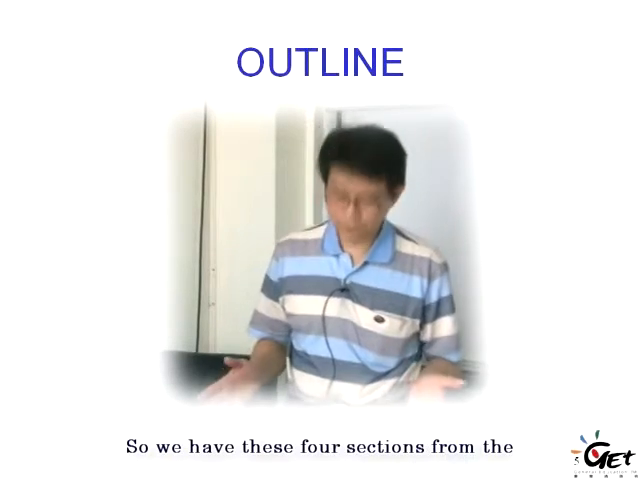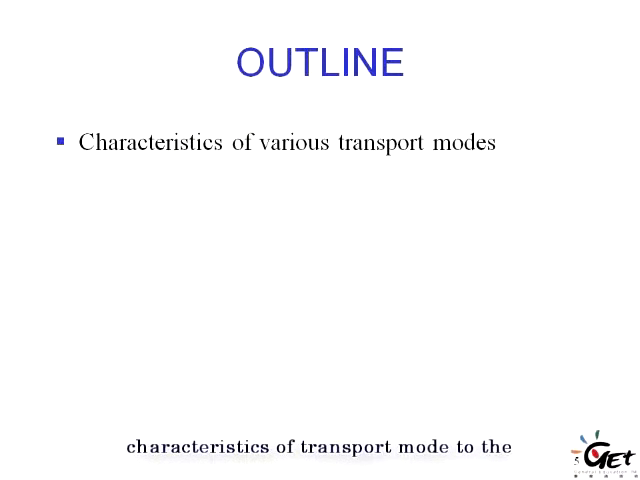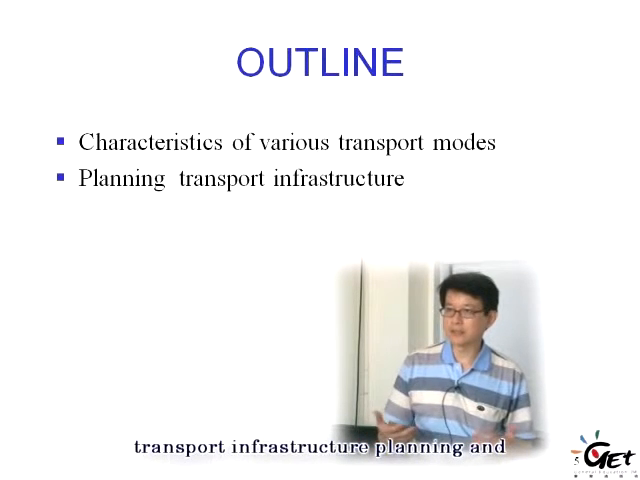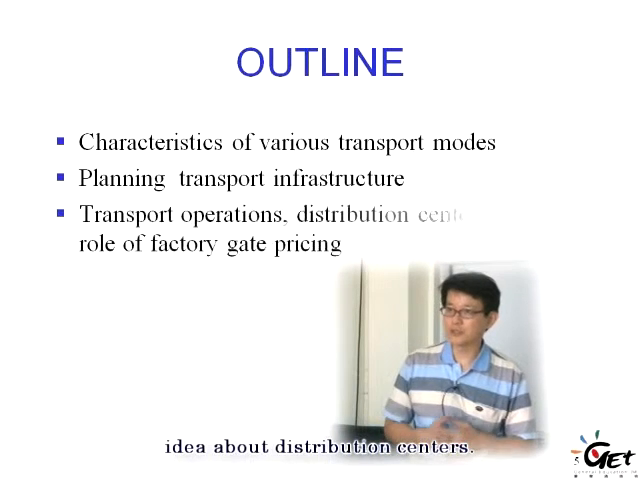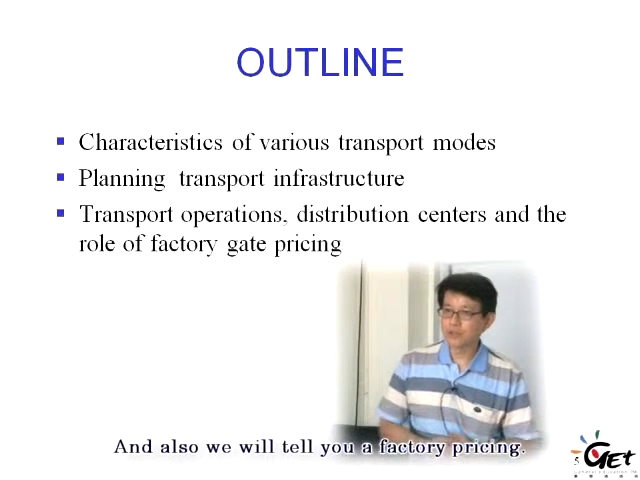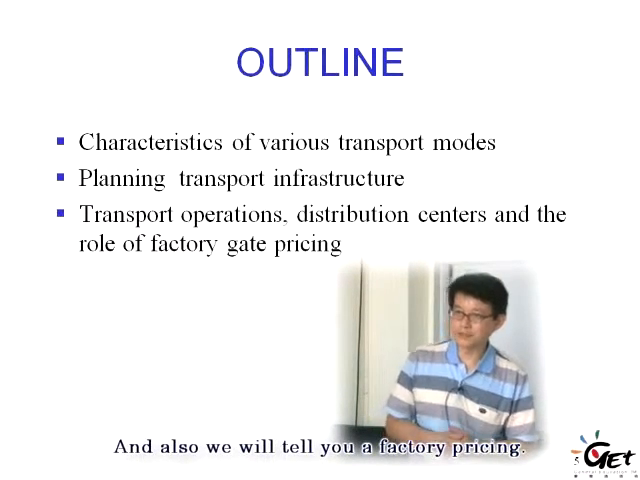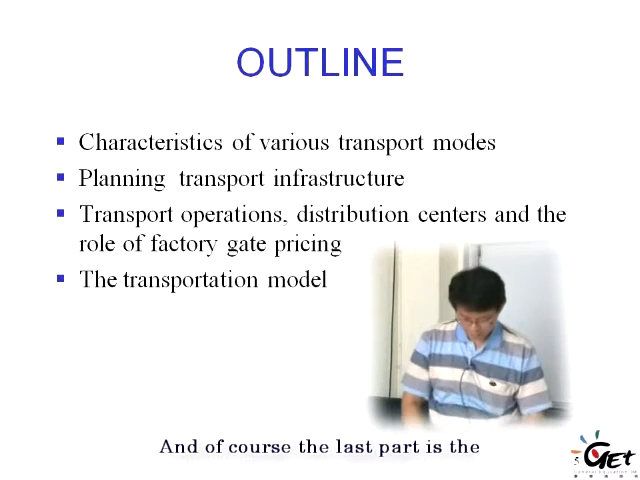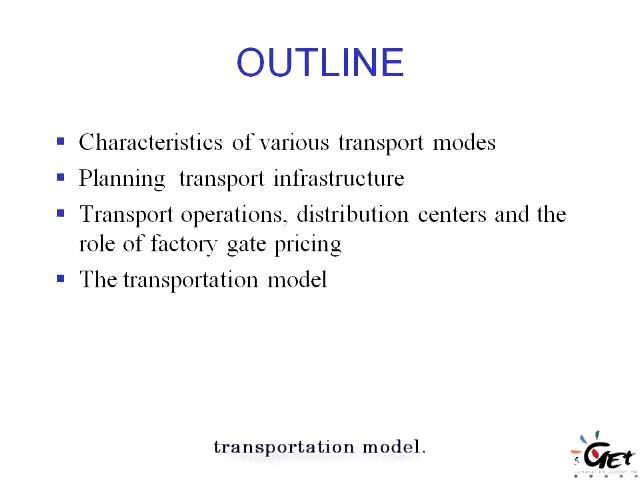So we have these 4 sections, from the characteristics of the transport modes to the transport infrastructure planning and the idea about distribution centers. And also we will tell you about factory gate pricing, how this concept can be applied together with the distribution center organizations. And of course, the last part is the transportation model.